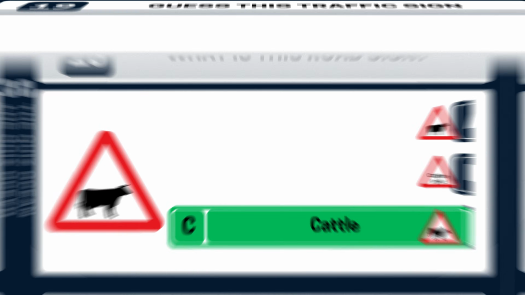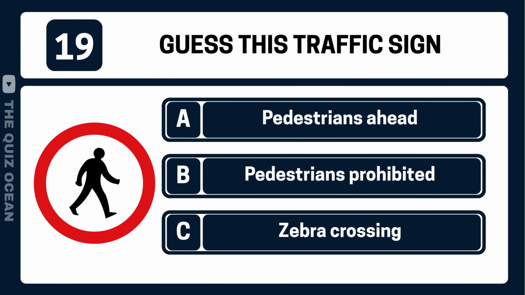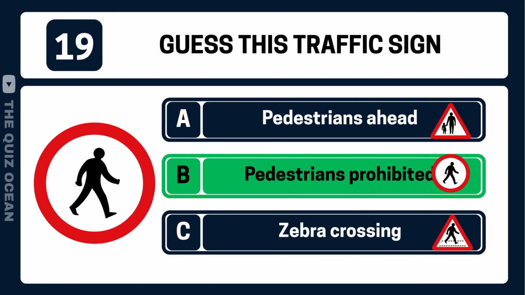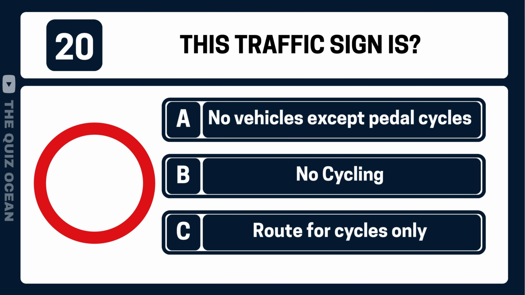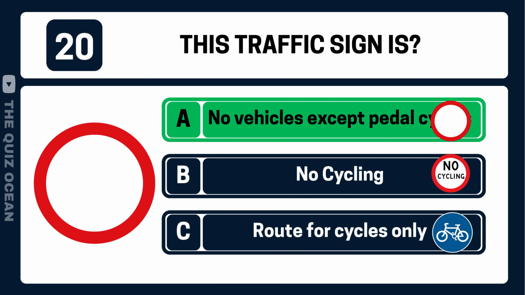Guess this traffic sign. Excellent. This sign means pedestrians are not allowed. This traffic sign is... Good observation. This sign restricts access to all vehicles except pedal cycles.